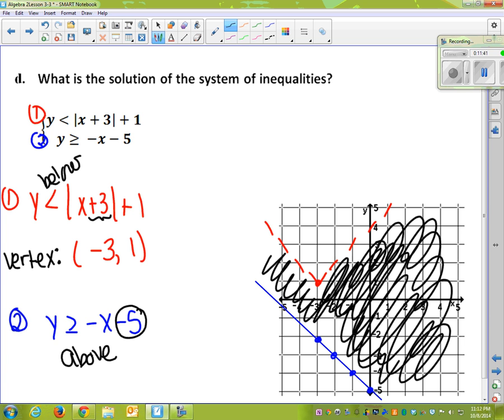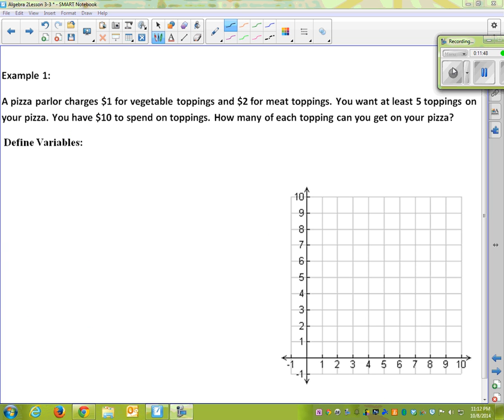Great, so that's graphing a system of inequalities. And let's try one last problem as a word problem. We all love word problems, don't want to leave that out. A pizza parlor charges $1 for vegetable toppings. Let's call that our x value. And $2 for meat toppings. Let's call that our y.